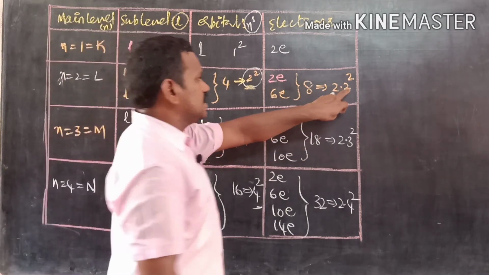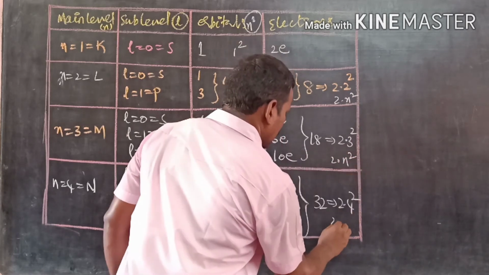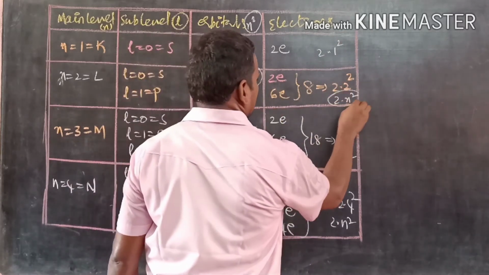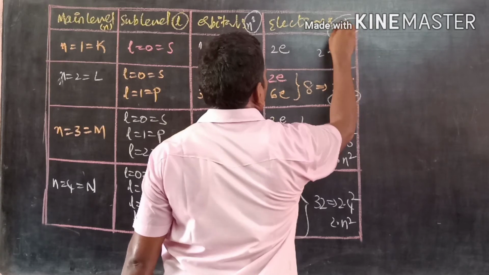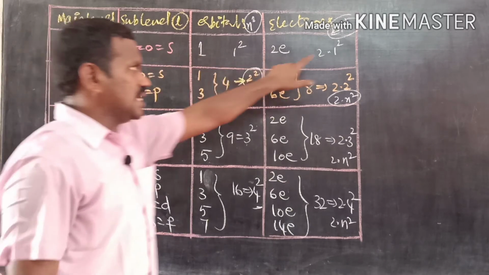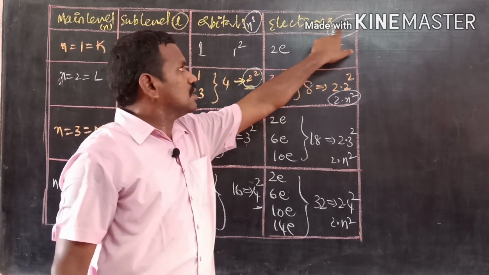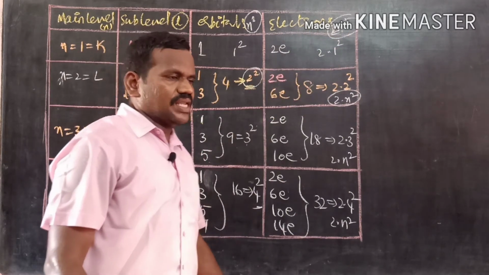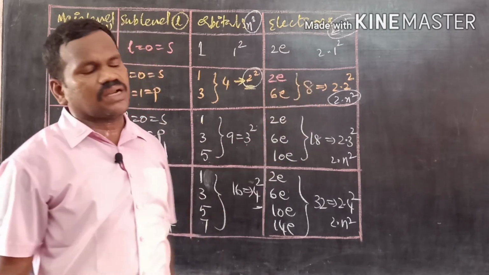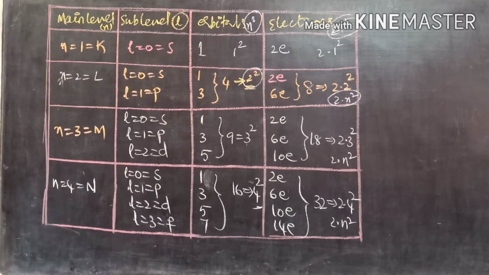Then what is this? This can be written as 2 into n square, here also 2 into n square, here also 2 into n square, here also 2 into 1 square. What is this representation? This 2n square indicates the number of electrons present in a given main level, that is n. If n is the main level, 2n square is the formula for the number of electrons present in the main level. N square is the formula for the number of orbitals, and 2n square is the formula for the number of electrons present in a given principal level or main level.